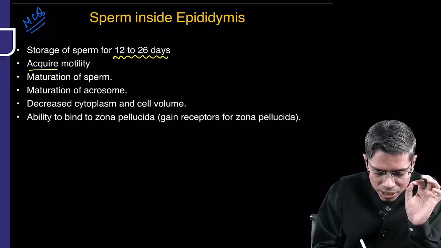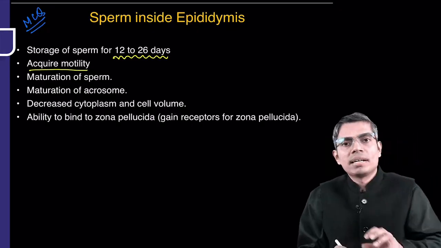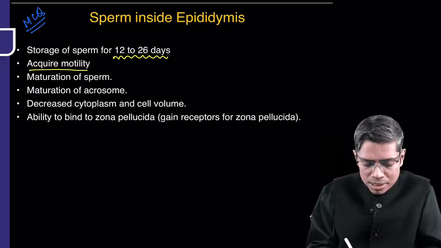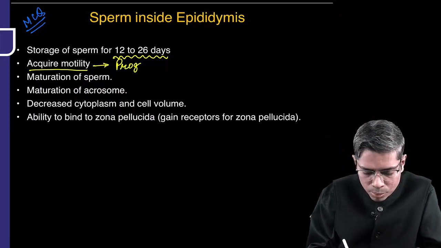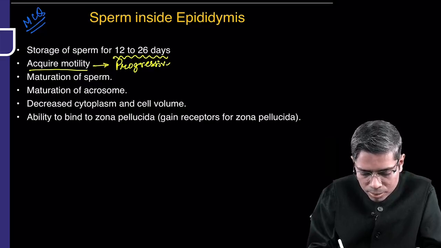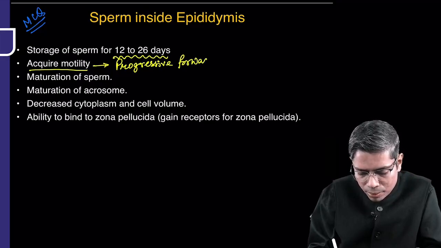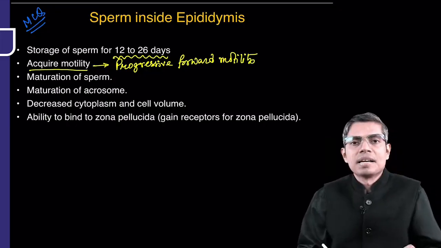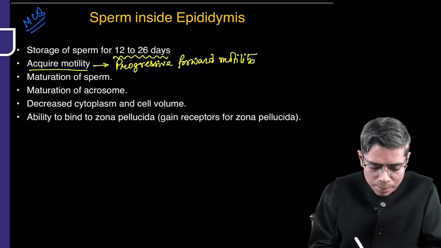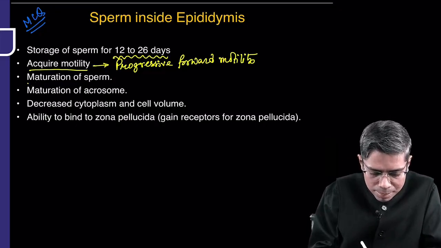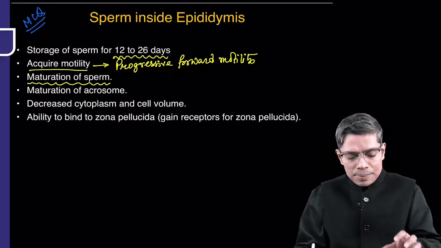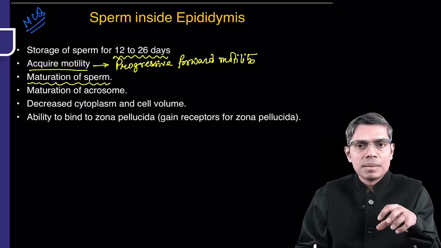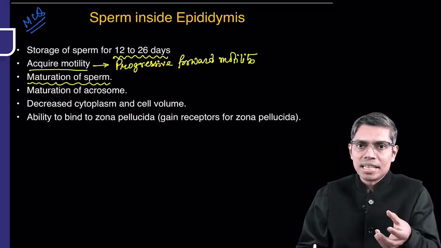Number one, it acquires motility. What kind of motility? There are different kinds of motility, but the motility which is helpful for fertilization is known as progressive forward motility. Progressive forward motility is acquired at the level of the epididymis. Not only that, the sperm become almost fully mature at the level of the epididymis. Right. So if you aspirate the sperm from the level of the epididymis, that is capable of fertilization.